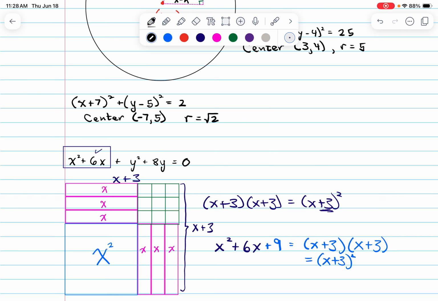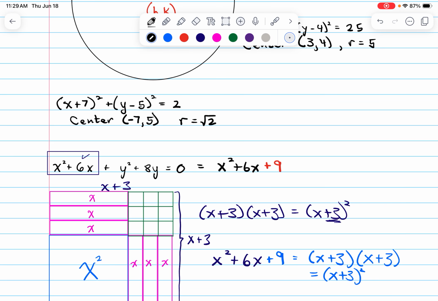So let's look at this. Let's rewrite this one. I've got x squared plus 6x. I need to add a plus 9 onto that. Now, I can't just add a plus 9 to one side and not the other. You know, I've got to keep it balanced. Okay? So let me see what I've got here. Over here, I've got 0. Now I'm going to do a plus 9. Okay? Now let's see what happens.